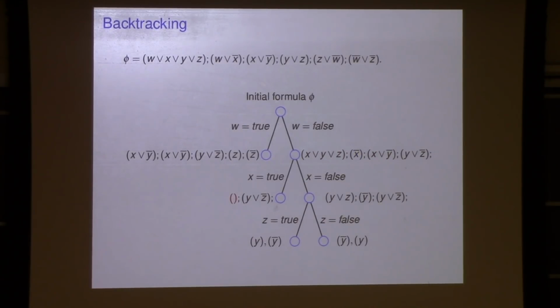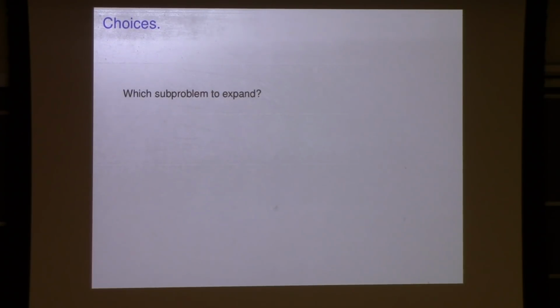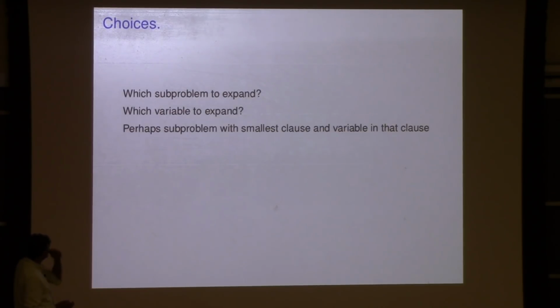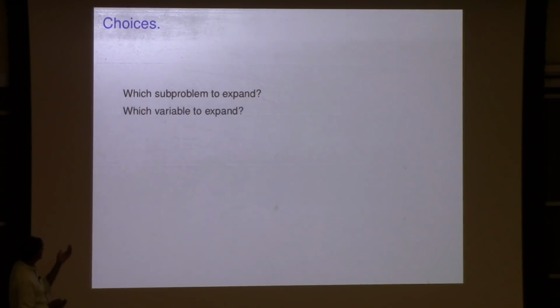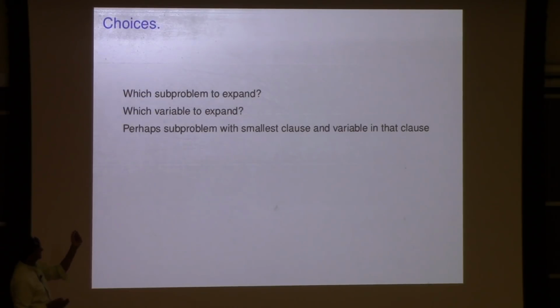Any questions? Okay, so now there's some choices you can make. Which subproblem to expand? Which variable to expand? One heuristic is you use a subproblem with the smallest clause and then choose some variable in that clause, because that's going to get you to the contradiction fastest. If you remove all the variables from a clause, you know that whole path is dead, so you've eliminated that.